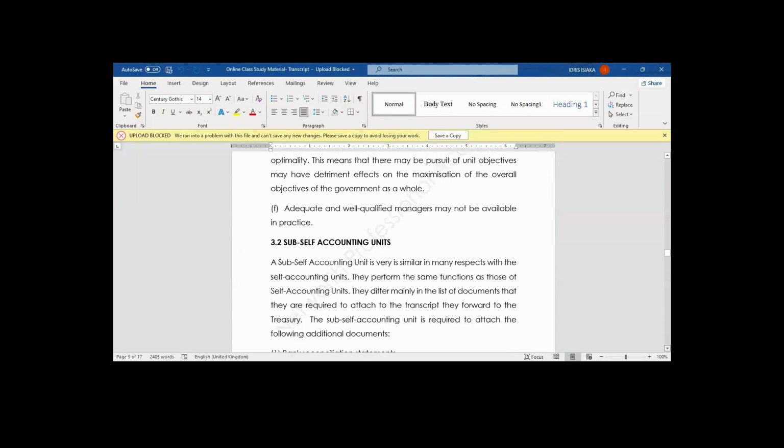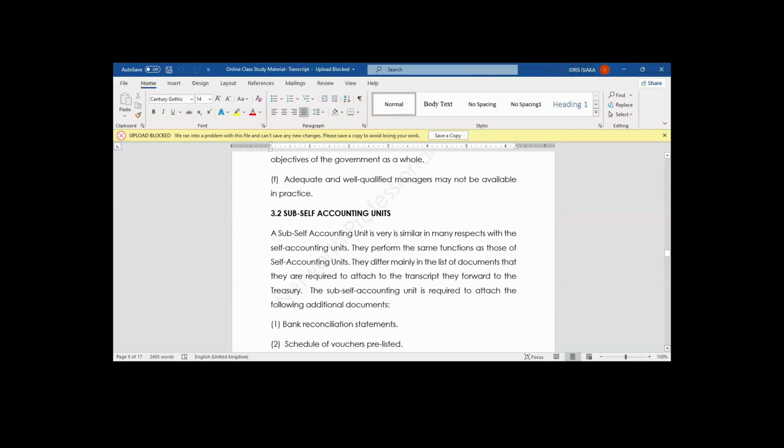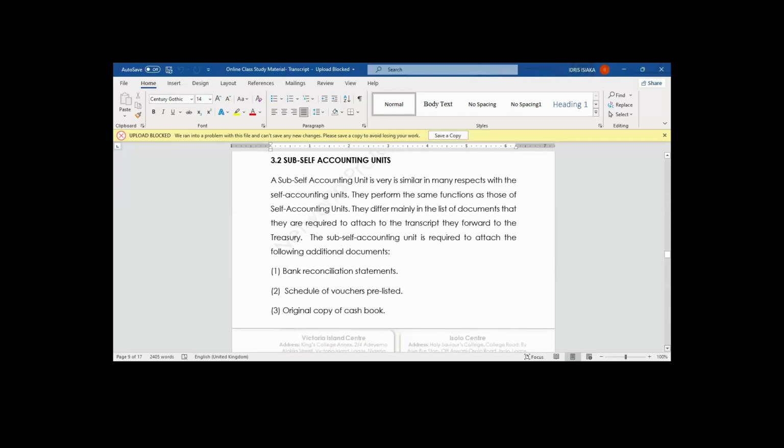Now, let's look at sub-self-accounting units. They are similar to self-accounting units. They perform the same function as self-accounting units. But when they are preparing their own transcripts, they will attach the following documents. A self-accounting unit, when preparing its own transcript, doesn't need to attach all these documents.